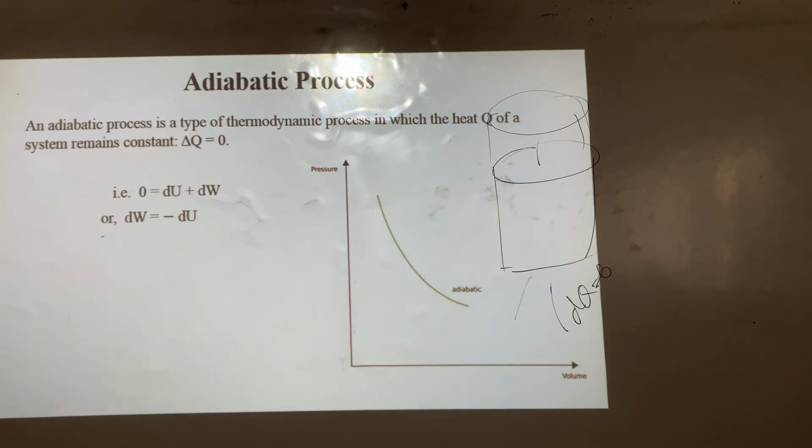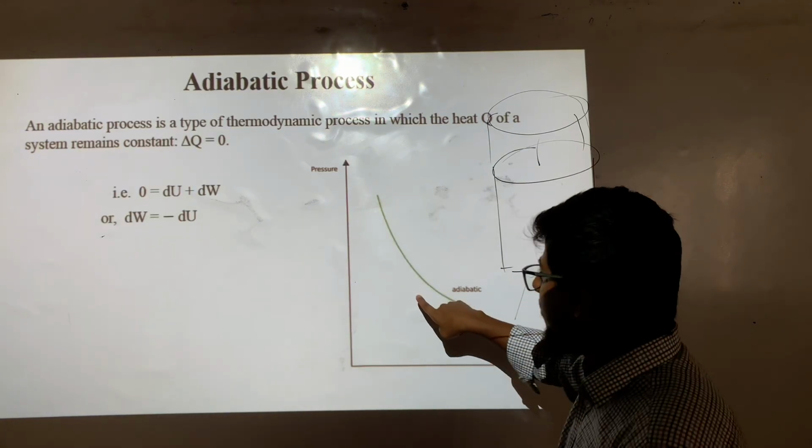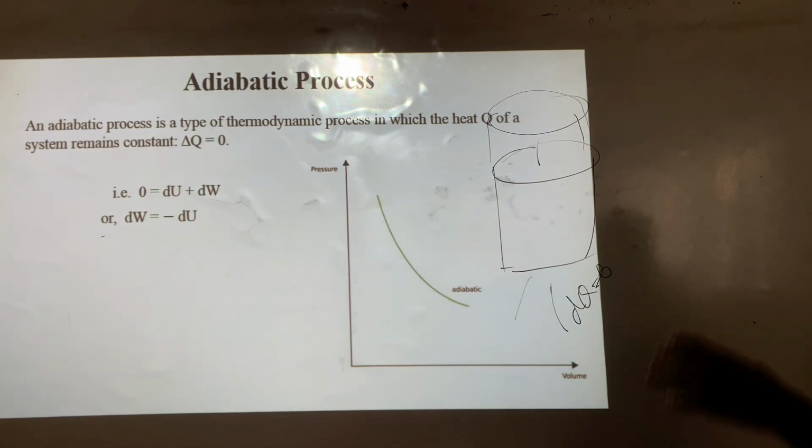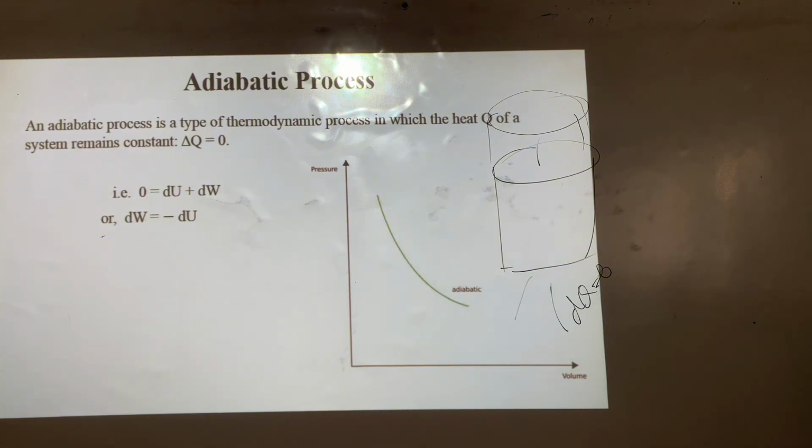So as I said earlier, this graph would show a very rapid change. With the volume you see that the pressure decreases or declines very rapidly. That is a feature of an adiabatic system. It is a very rapid system, a very sudden system.